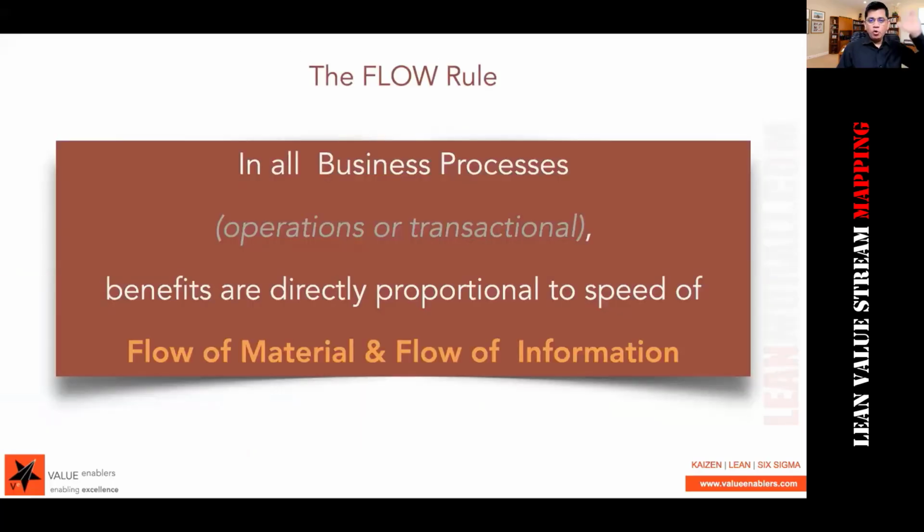So we spoke about the flow rule. What is the flow rule? In all business process, I repeat, in all business process, the benefits are directly proportional to the speed of the flow of material and information. Now, if you observe carefully, there are two things that I'm using, of course the flow principle that I'm talking about, but then the material and information. And the speed is nothing but the time that it takes. So I have used three things here. One is the material, one is the information, one is the time.